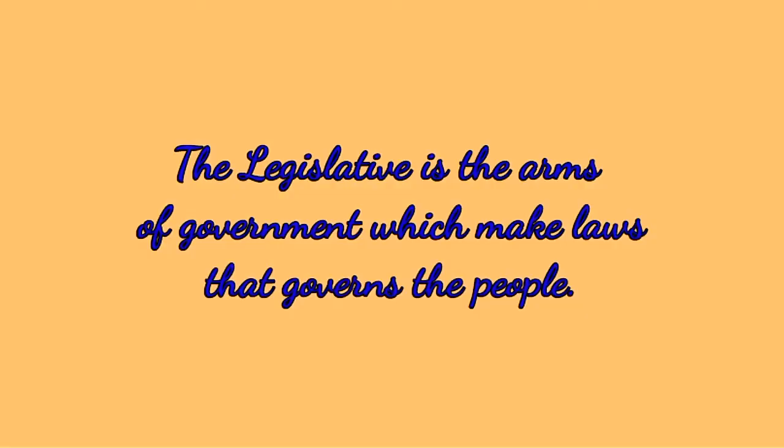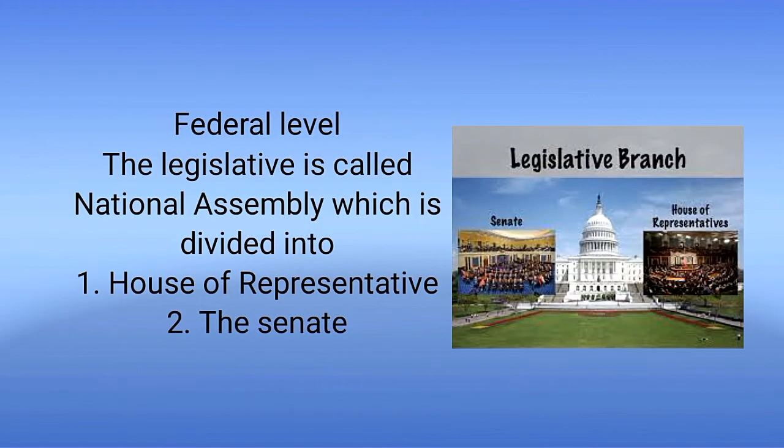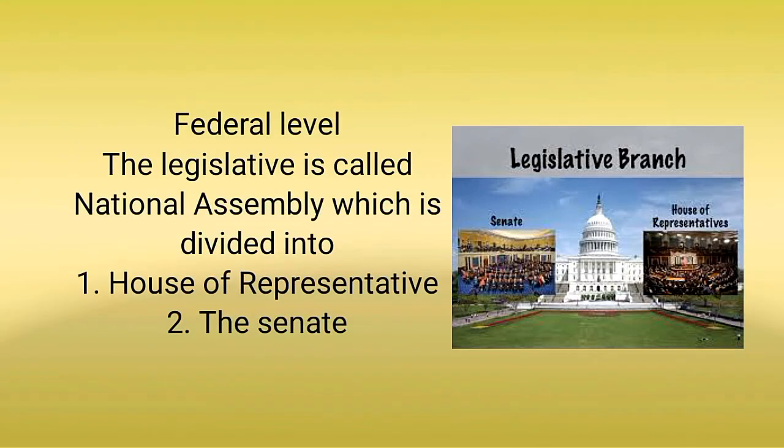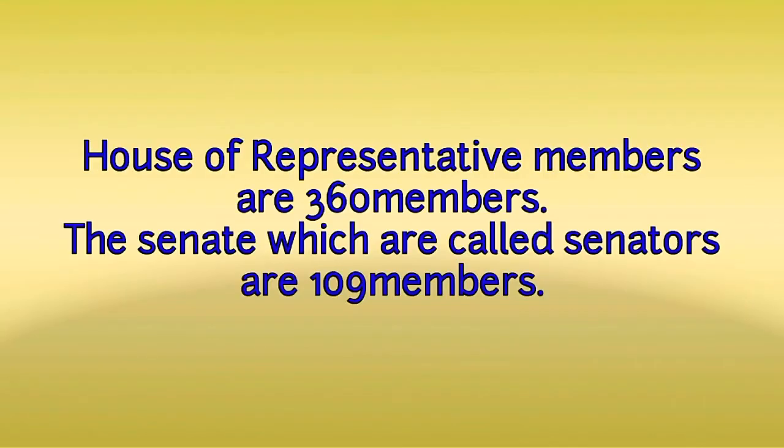The legislative is the arm of government which makes laws that govern the people. So the responsibility of the legislative arm of government is to make laws. Okay. Now, at the federal level, the legislature is called the National House of Assembly, and this National House of Assembly is divided into two: the Senate and the House of Representatives. Every state has representatives in the National Assembly, and the total number of the members in the House of Representatives is 360 members.